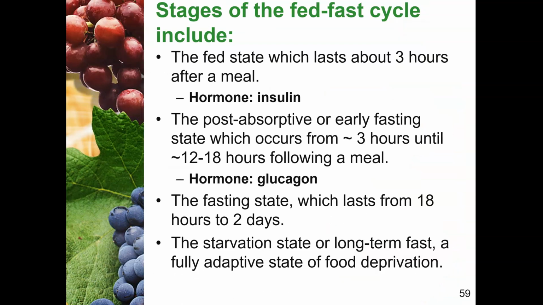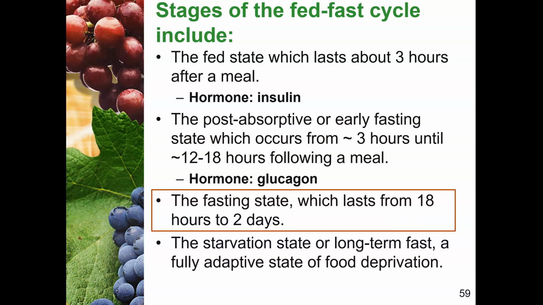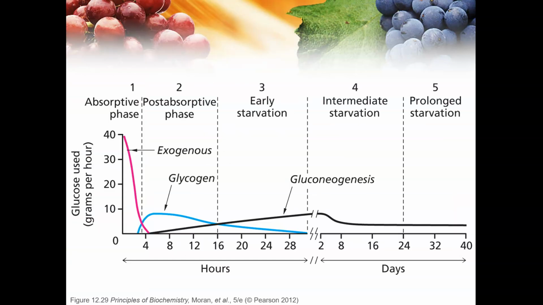So the last thing we'll talk about really briefly is the fasting state, which lasts from 18 hours to 2 days. Now I'm in this box right here. Our glycogen is probably going to be gone at this point because your liver and your muscle only store so much of it. So you're going to really ramp up gluconeogenesis. And again, you can't get it from fat, so you have to get it from amino acids.